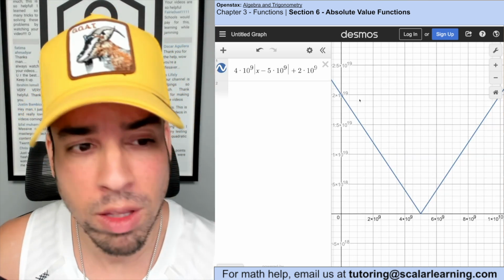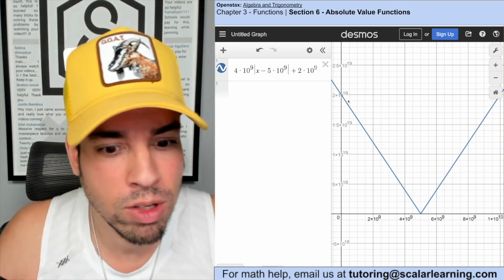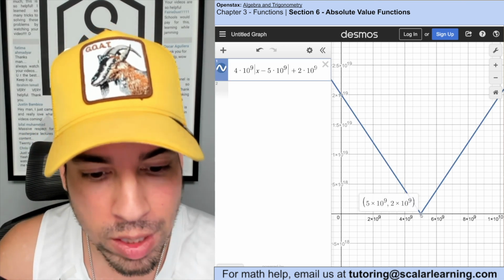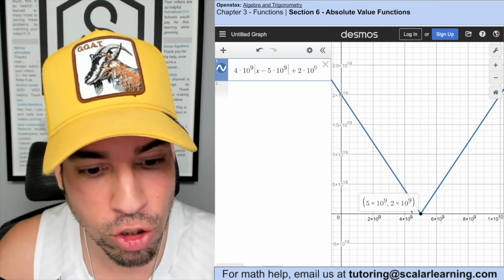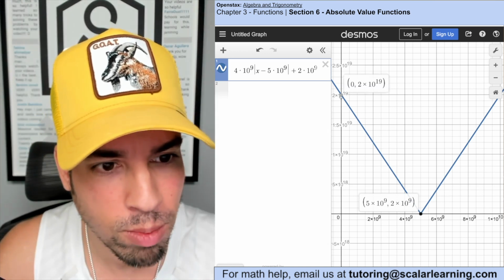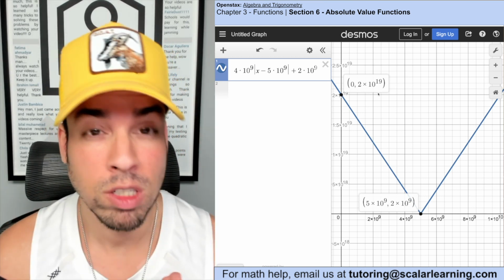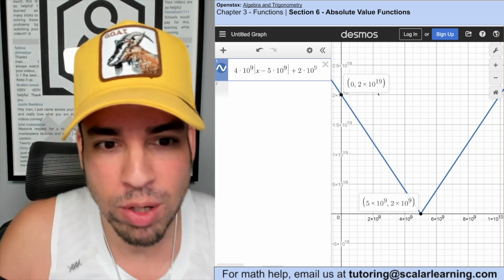So I played around with the viewing window to get a full view of the V and the vertex and everything. And we really need an expansive viewing window. Again, we knew the vertex was going to occur at 5 times 10 to the 9th, 2 times 10 to the 9th, so that shows up there. This y-intercept we didn't know, but it ends up being 2 times 10 to the 19th. So as you expand it vertically to get that y-intercept, now we have a pretty good view.